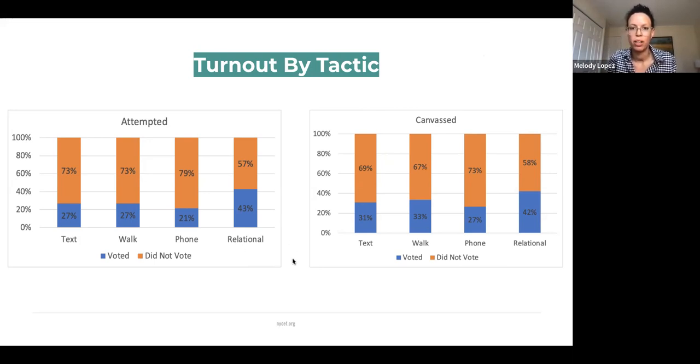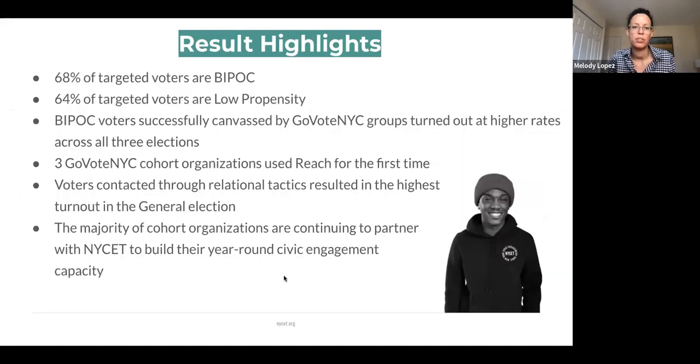Cool. So I'm just going to take us to tying together the highlights. As was mentioned earlier, 68% of the targeted voters are BIPOC, 64% of them are low propensity. And despite the overall low turnout across the elections, we can say observationally that the BIPOC voters who were successfully canvassed by GoVote groups turned out at a higher rate than most other folks in all three elections.